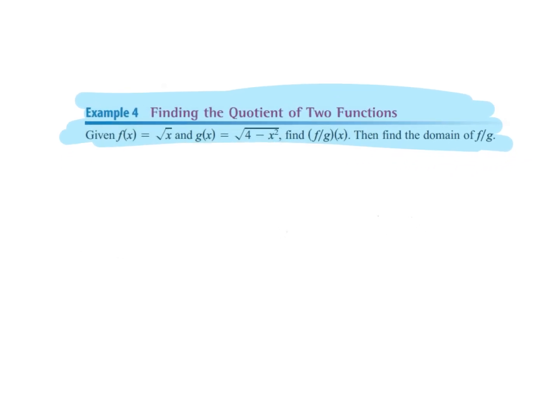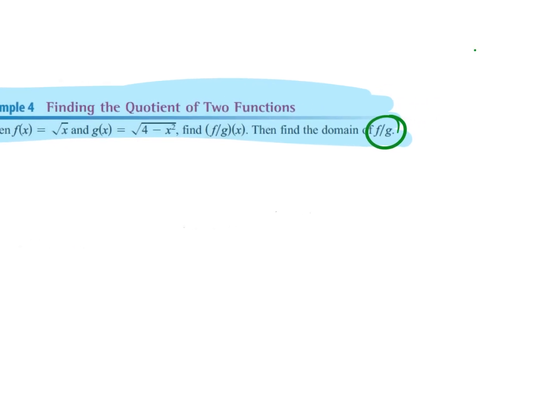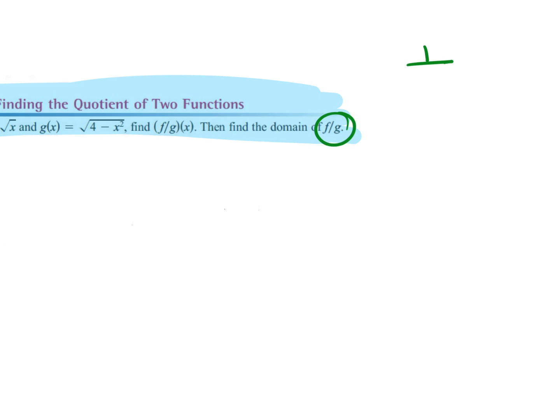So looking at number 4, we want to find the quotient of two functions, then find our domain for f divided by g. So always when you're dividing, when you have the quotient of your two functions, you need to check the domain, because what can we not have in the denominator of a fraction? It can't be equal to what? What can the denominator not be? 0. So this is what we're checking for. The denominator can't be 0.